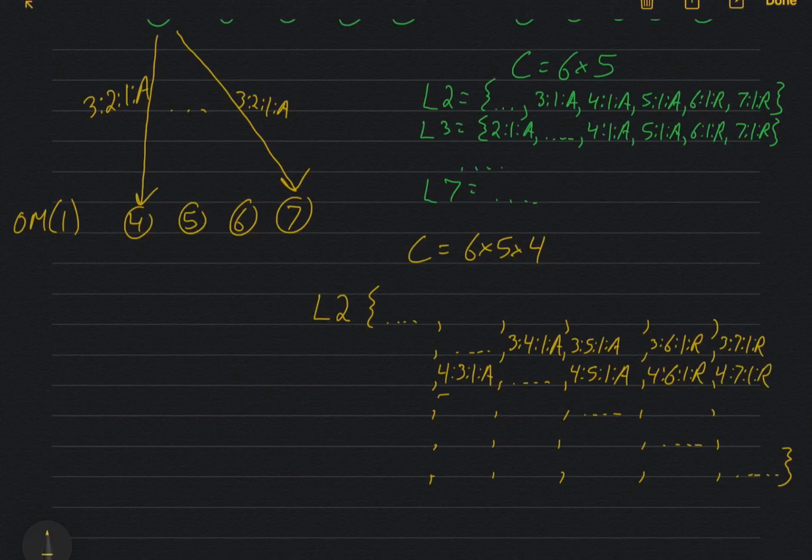And keep going here, next row is what 5 reports that it's heard from the other lieutenants. So 5, 3, 1, 5, 4, 1, 5, 6, 1 will be retreat, 5, 7, 1 will be retreat, and then we have 6 heard from 3, heard from 1 to attack.